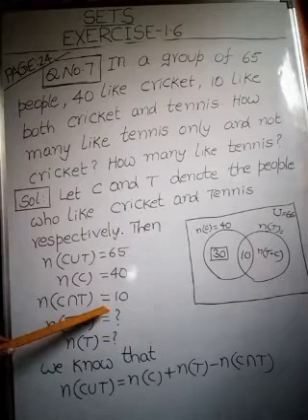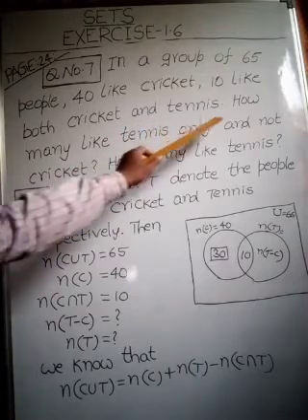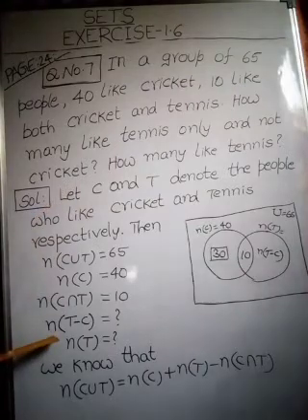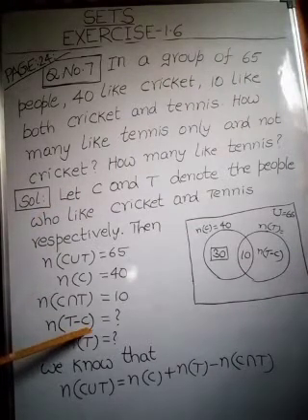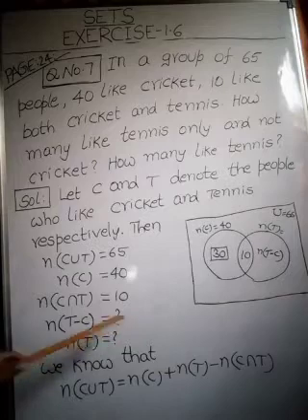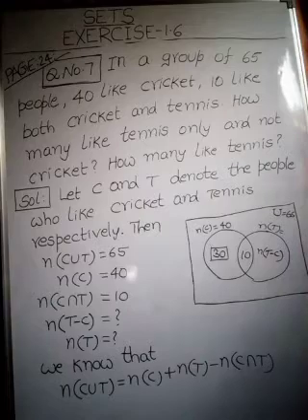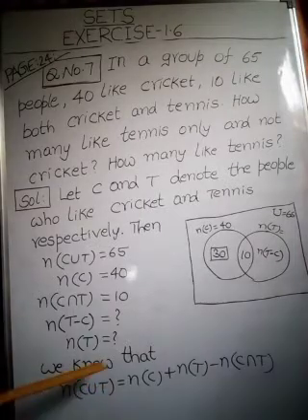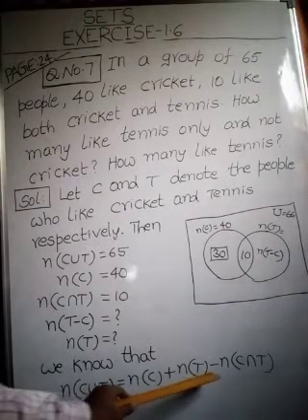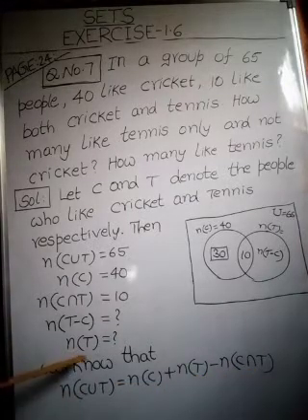Understood these steps, my dear children? Right. So here, how many people like tennis only but not cricket? We represent this one like this: N of T minus C, tennis only but not cricket. How many people are there? And next part, how many people like tennis? They asked like this. Now we use this formula. We know that N of C union T is equal to N of C plus N of T minus N of C intersection T. With the help of this formula, we find first N of T.